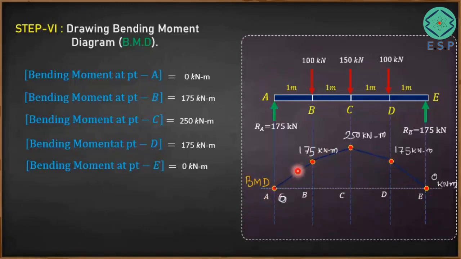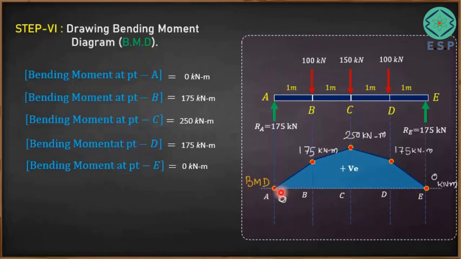So it increases from 0 to 175. It goes to the maximum value of 250 kilonewton meter. From 250 kilonewton meter, it goes to 175 kilonewton meter at point D, and then at last till point E, the value of bending moment becomes 0. So this particular variation is called the bending moment diagram, what you have seen. Now since the bending moment is above the horizontal axis, all the bending moments are positive in this particular case. So like this we have got the variation of bending moments represented by the bending moment diagram.